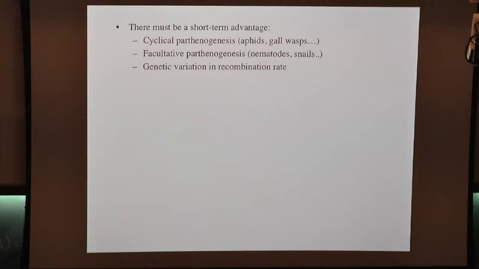There's also facultative parthenogenesis, meaning simply that there can be sexual reproduction only under certain environmental conditions, often associated with harsher conditions or with dispersal. Species of nematodes or the snail Potamopyrgus, which is in New Zealand, under certain conditions will reproduce sexually, but mostly reproduces asexually.